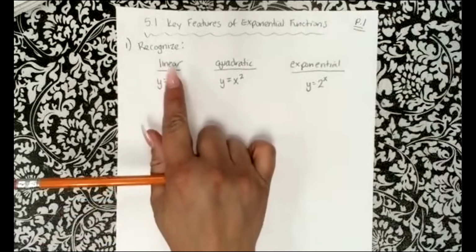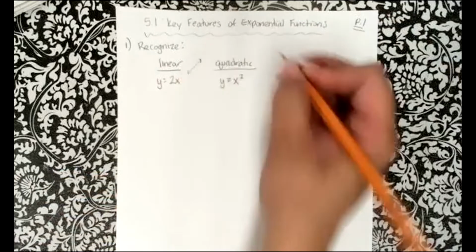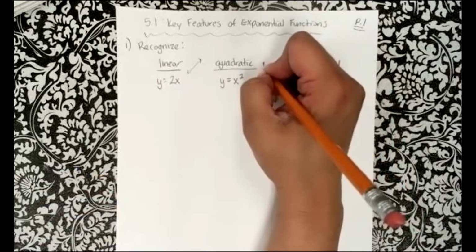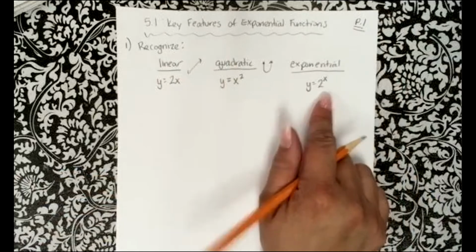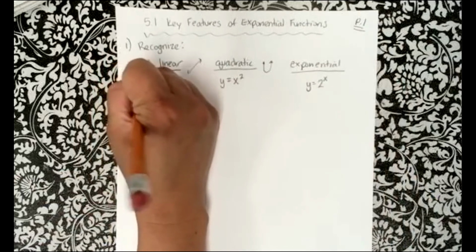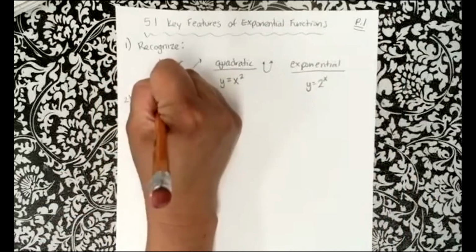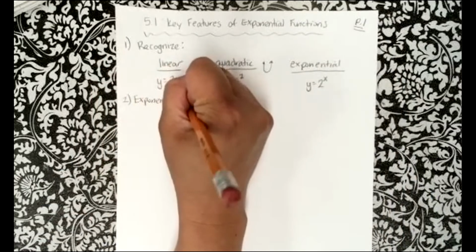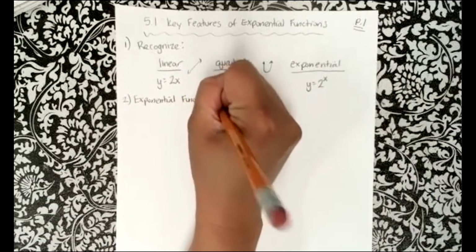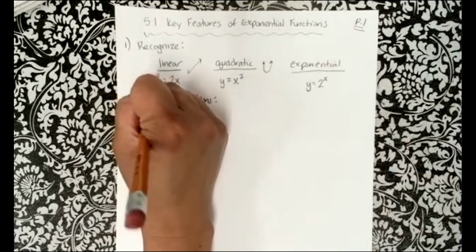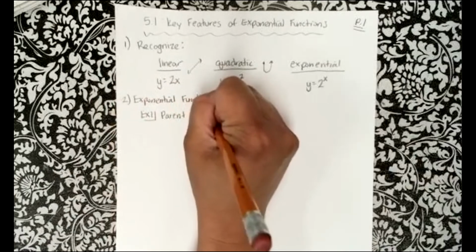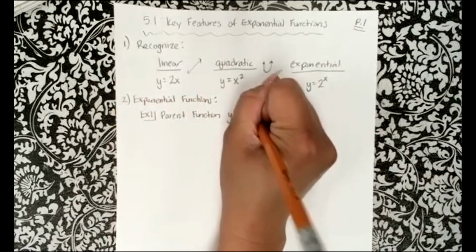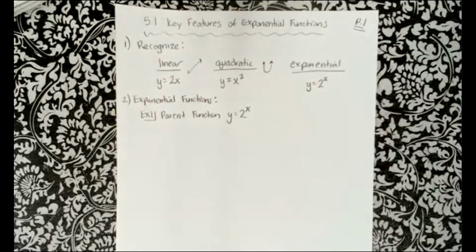We already know what a linear looks like. A linear is going to be a straight line, and a quadratic is going to be a parabola, a U shape. Today we're going to figure out what an exponential looks like. So the first parent function is y equals 2 to the x power.